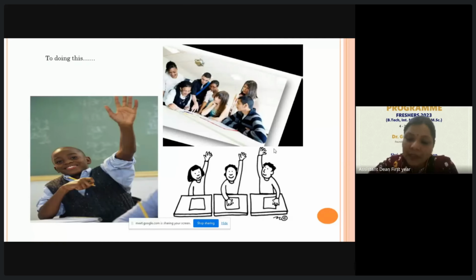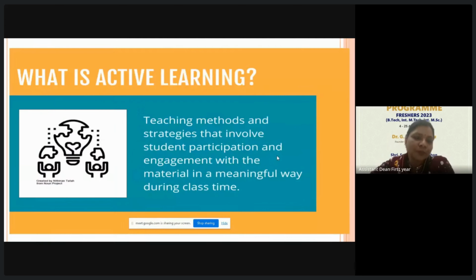For example, sometimes the students are hesitating to ask a question. Sometimes the student is thinking that if I ask the question in a class, quite possibly my peer group, my friends, my teacher will think that I have no idea, I don't know, I'm ignoring. So that hesitation is there, but when he is asking the same question to his peer group, it's easy for him to understand things. So what actually is active learning?